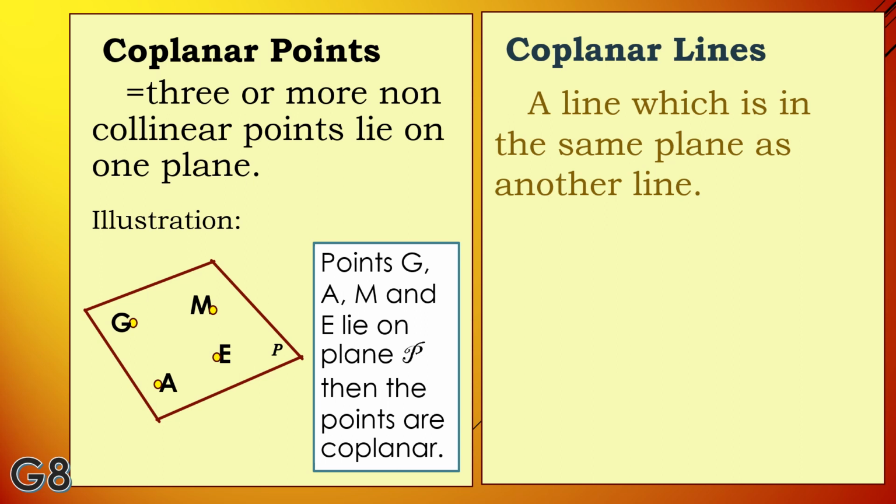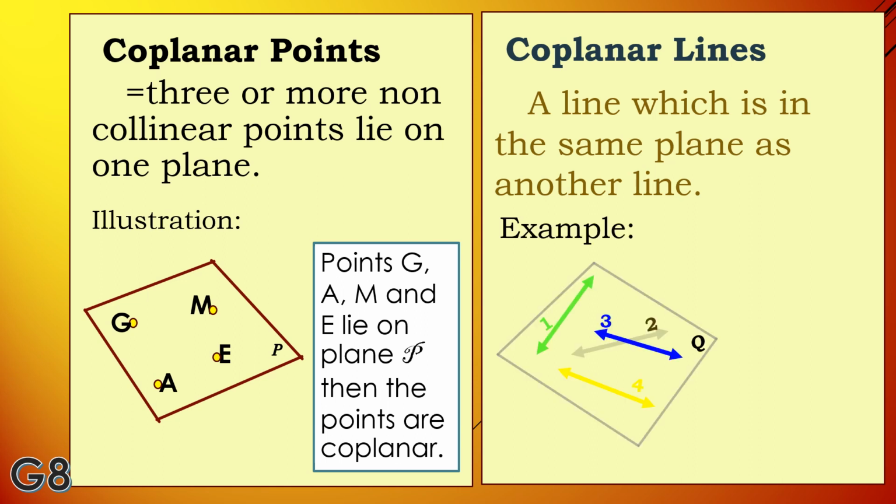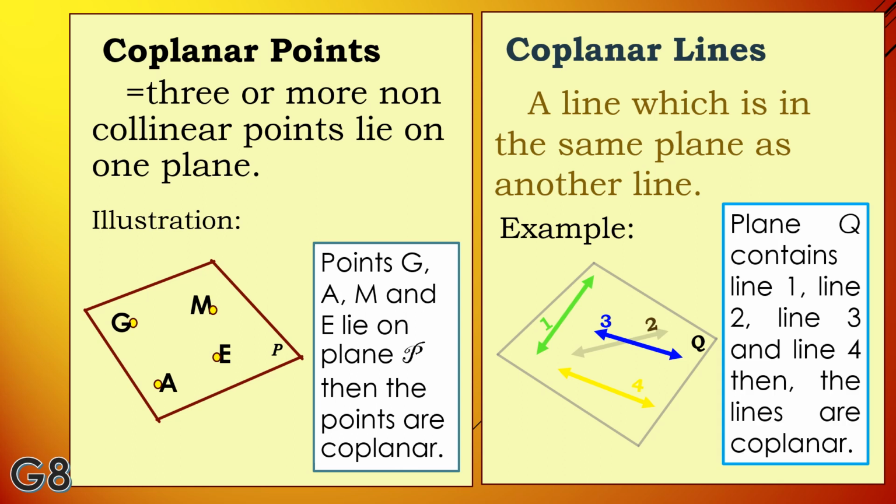Next, we have coplanar lines. A line which is in the same plane as another line. So in this figure, we can see that plane Q contains line 1, line 2, line 3, and line 4. Then, the lines are coplanar.